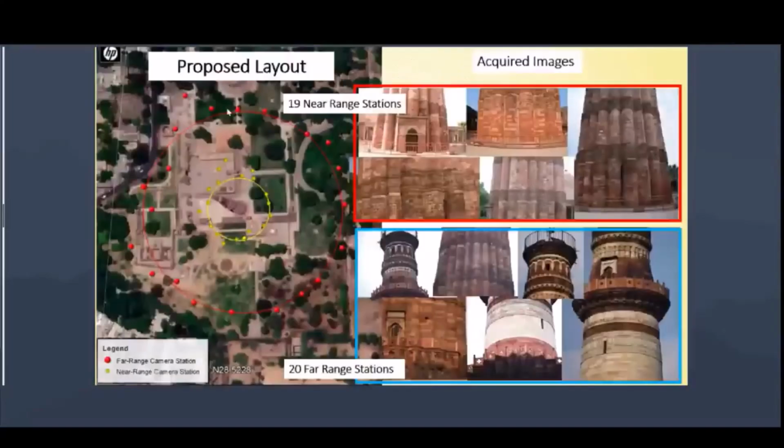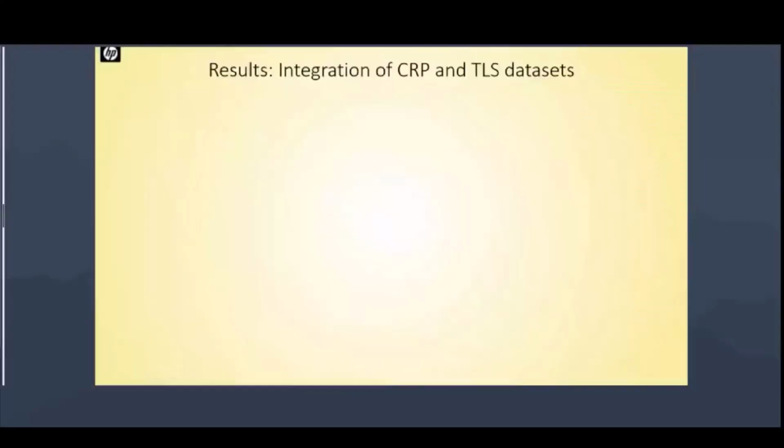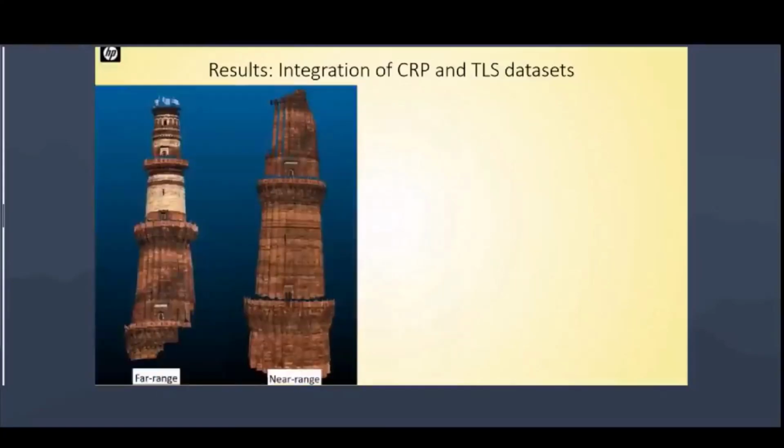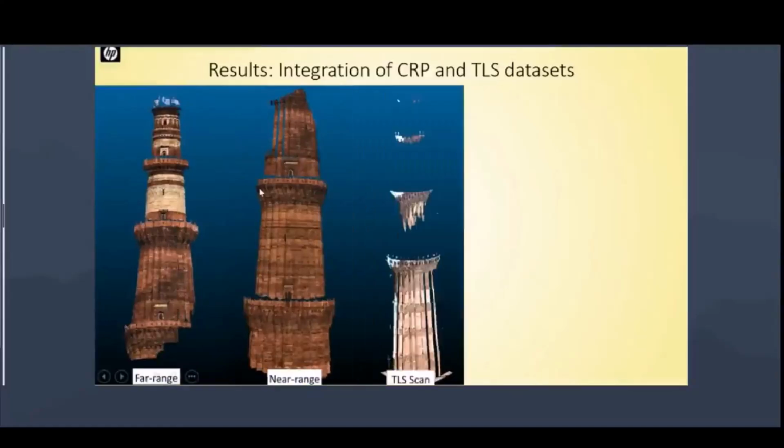After proper field planning, we were able to analyze that certain locations would be done from a far range, and for detailed 3D models, the detail had to be extracted from a near range. Now here are the results of the integration of the CRP data and the laser scanner data. This is the far range, near range images. These are two image related models, and this is the laser scan.